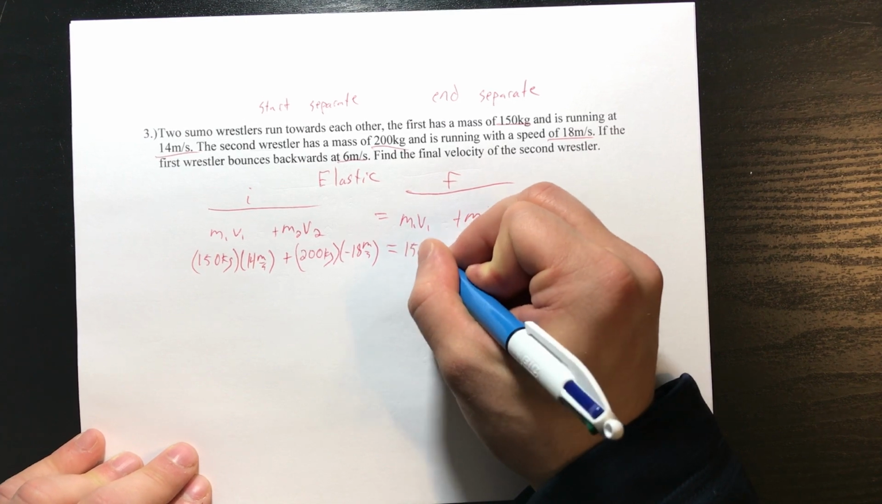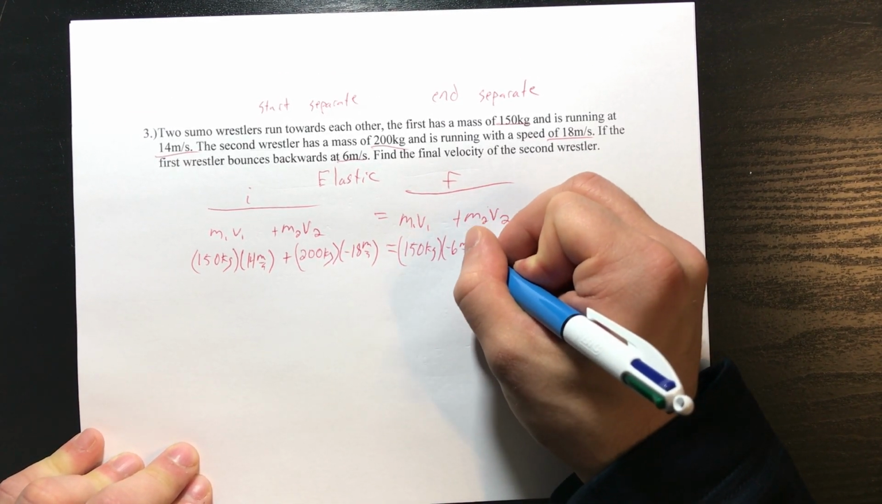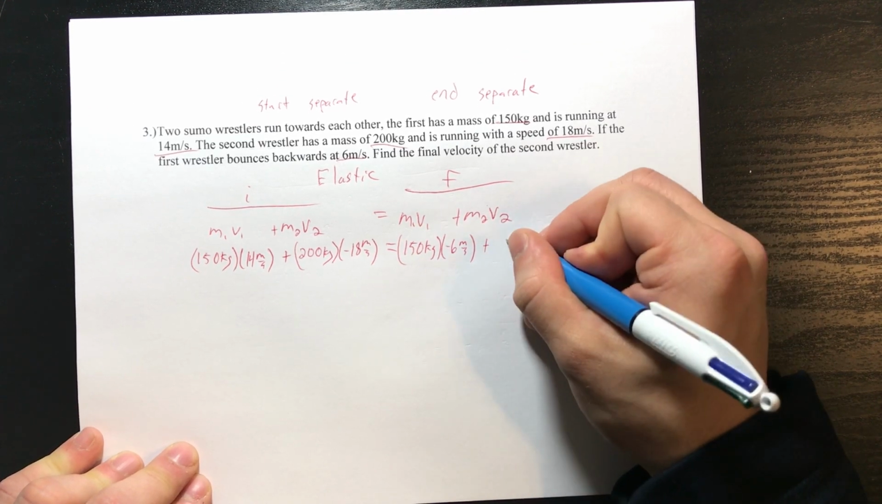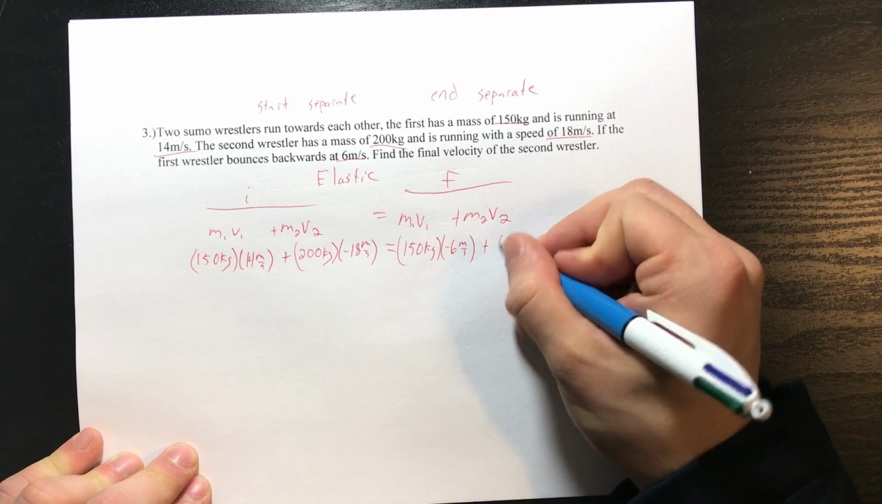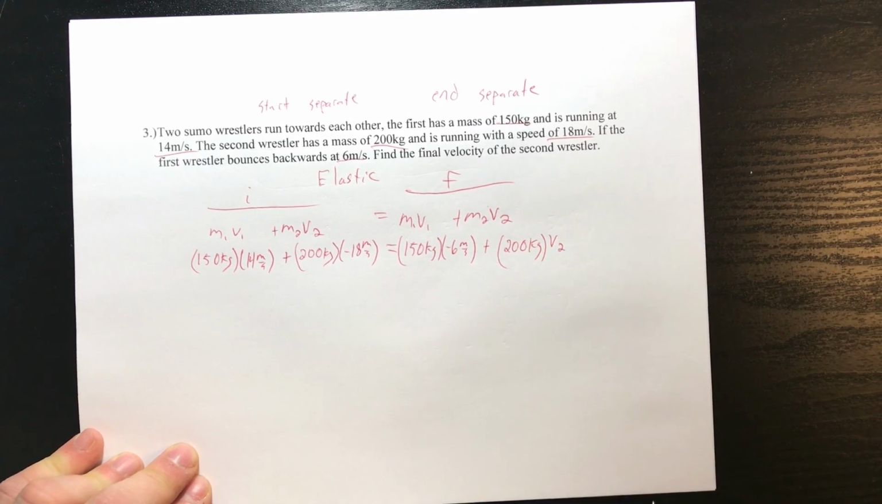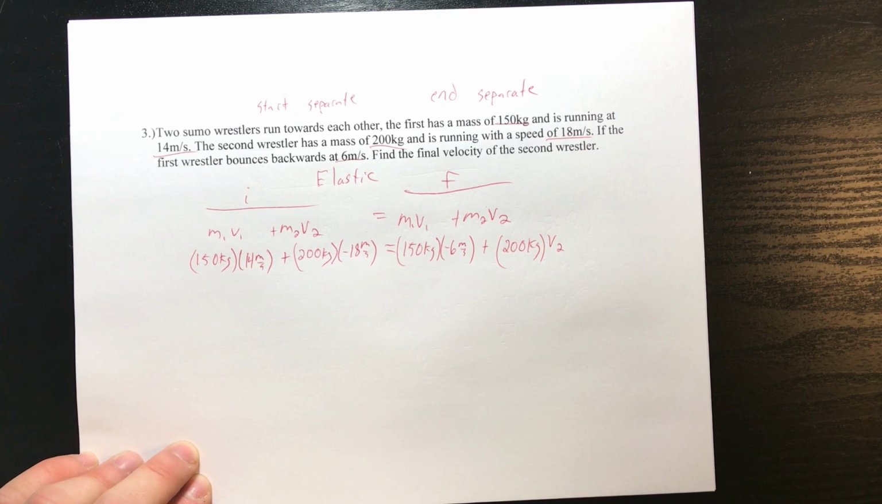So I have 150 kilograms now after the collision, traveling at negative 6 meters per second, which will help me to find the final velocity of the second wrestler, v2. Okay, now plugging in and solving.